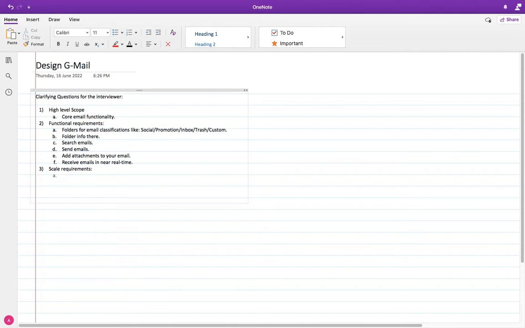So the first thing that I ask in scale is what are the daily active users, DAUs, that are going to be for this system. So let's say the interviewer says that there are going to be 1 billion daily active users for this system. That's a huge scale. So definitely this will help us in designing our system.